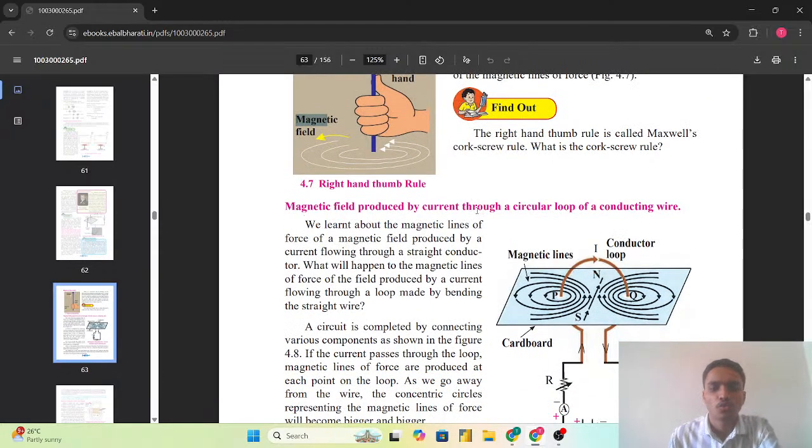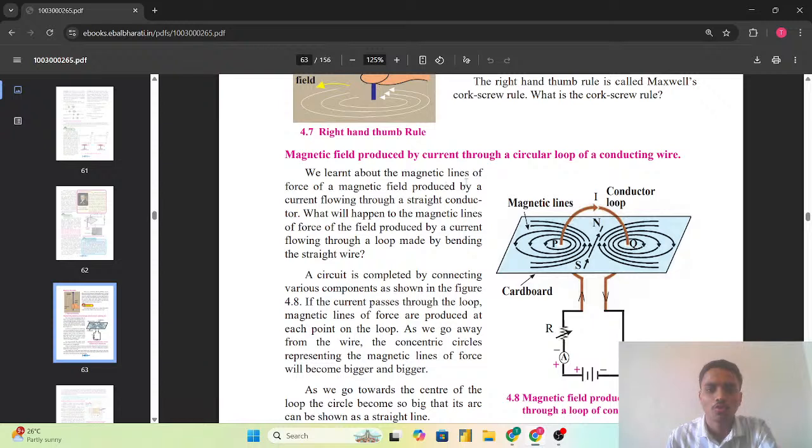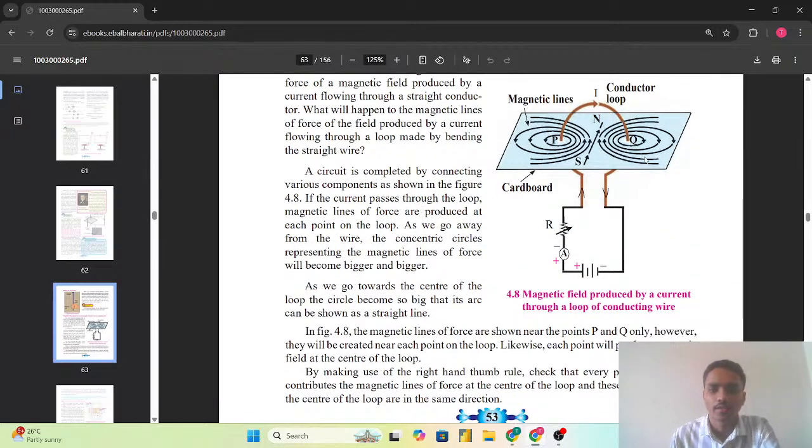So, magnetic field produced by a current through a circular loop of a conducting wire. We learned about the magnetic lines of the force of a magnetic field produced by the current flowing through a straight conductor. What will happen to the magnetic lines of the force of the field produced by a current flowing through a loop made by bending the straight wire? So again we are given one activity that we have to perform.